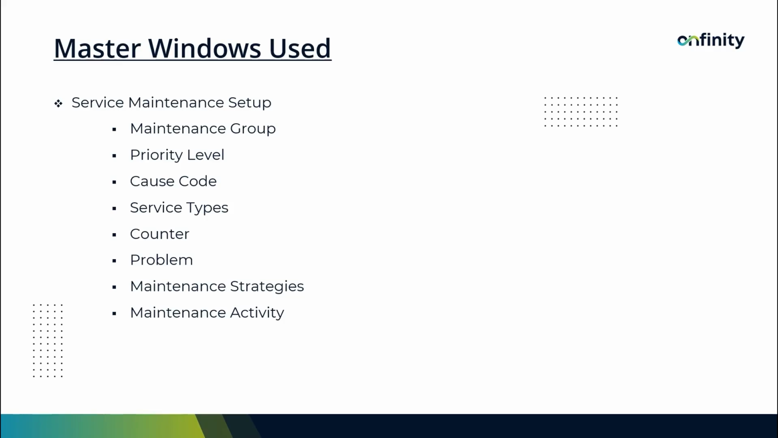The maintenance group is a group of team members who will be performing any maintenance job or inspection job on some specific asset against any request. That we call a maintenance group. Then there is the priority level. Priority level is the severity of the request that is being raised. We provide a few standard priorities like critical, high, medium, and low. Users can define their own priorities as well.